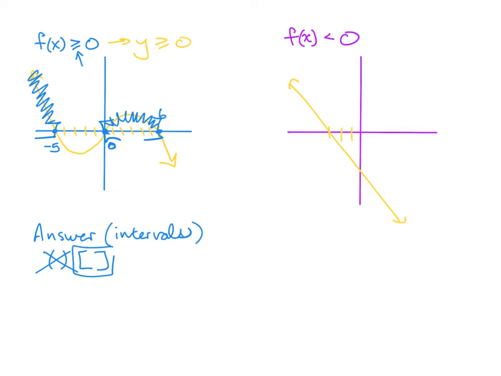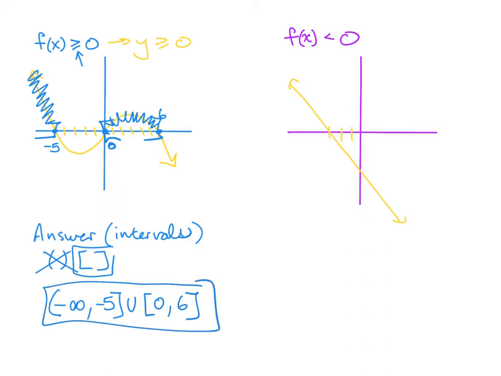This graph goes left forever. So our interval will start at -infinity and stop at -5. But the infinities, remember, always have a parenthesis around it. We have another interval that's right here that is also included in our answer. So we will union 0 to 6. And that's it. That's all we're looking for.